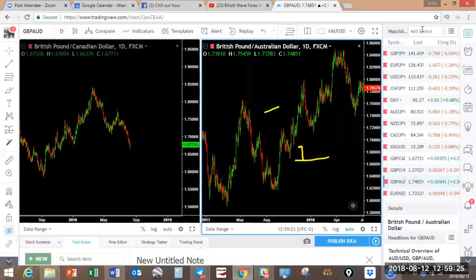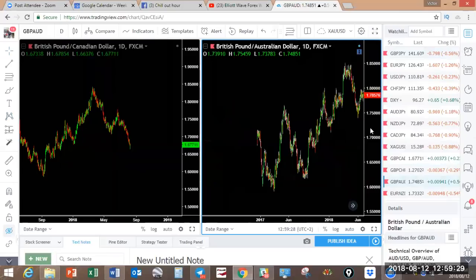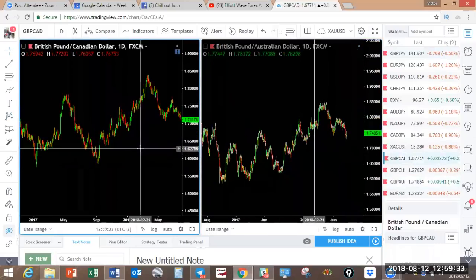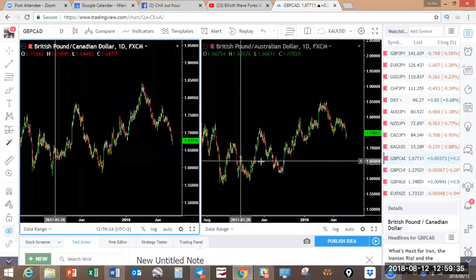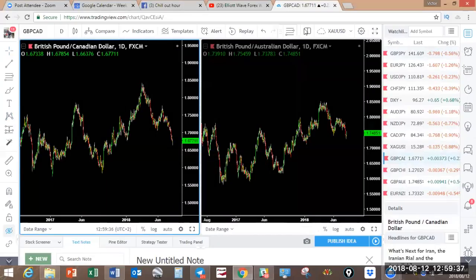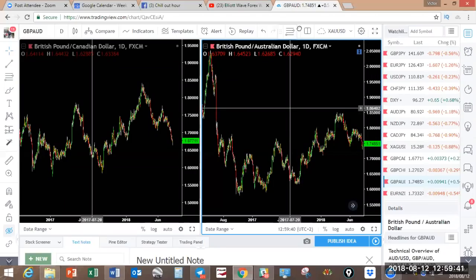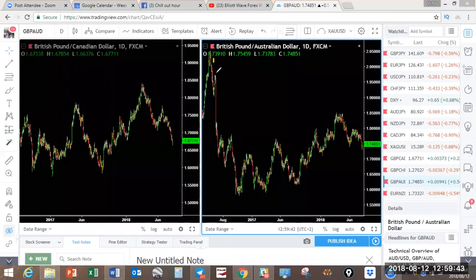So this is very easy if you know what you are doing. Right, so let's look at the structure. Right hand side is pound AUD. Left hand side is pound CAD. That is what we're trading now. So if you look on the left hand side, we had an impulsive move from swing high to this swing low here, and we had a three-wave 1, 2, 3 correction.